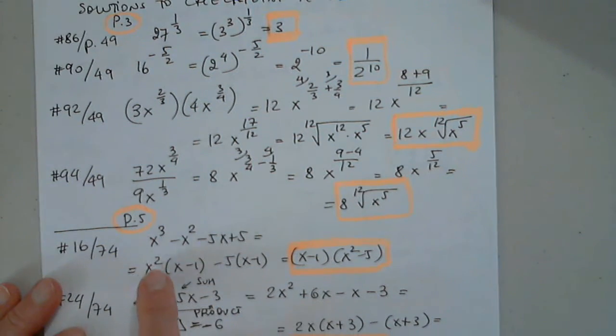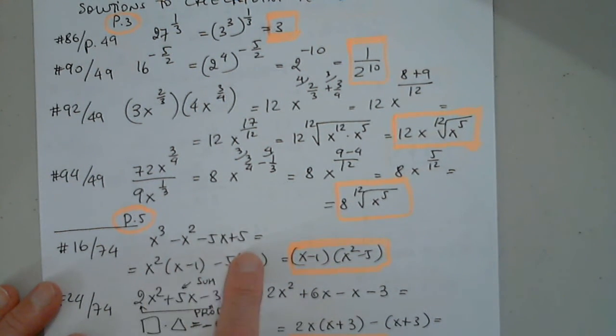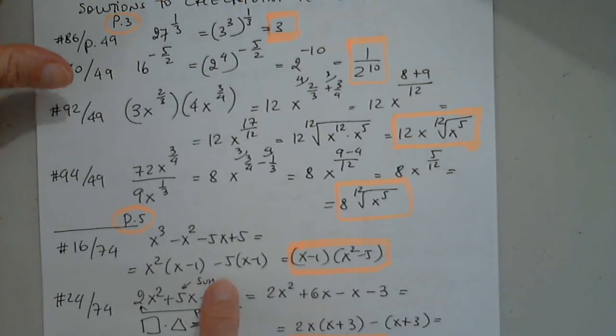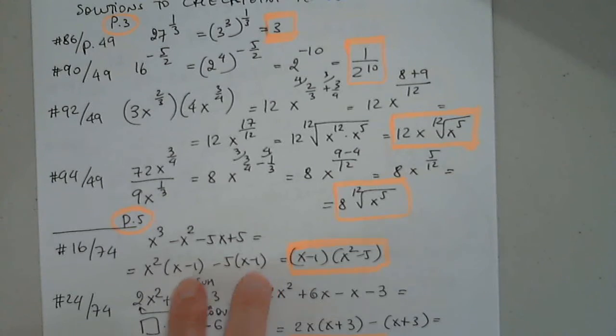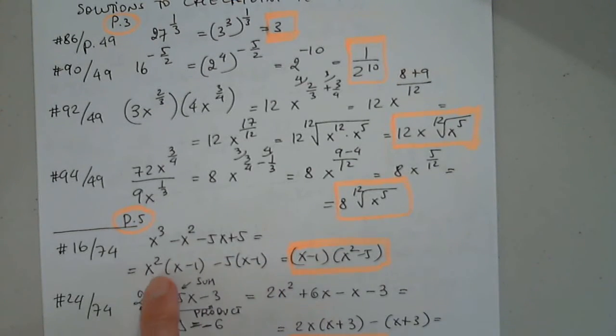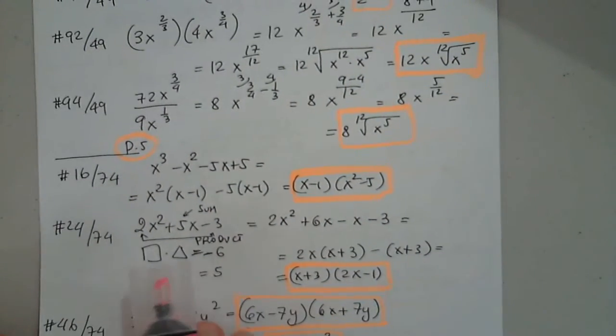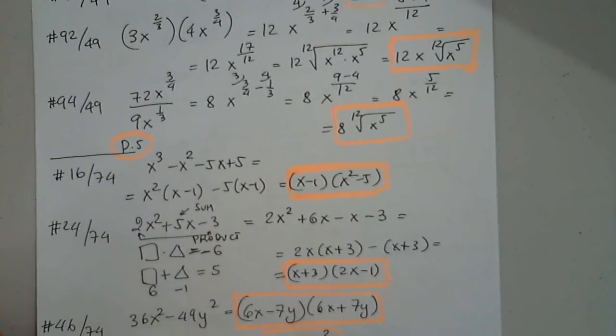That was section P.3. P.5, we're asked to factor. It's factoring by grouping. We factor out x squared, x minus 1. And then the same thing for the other two. Now this is the common factor coming out, and that's x squared minus 5. I explained this in the readiness quiz.